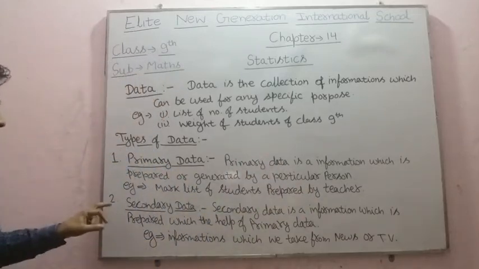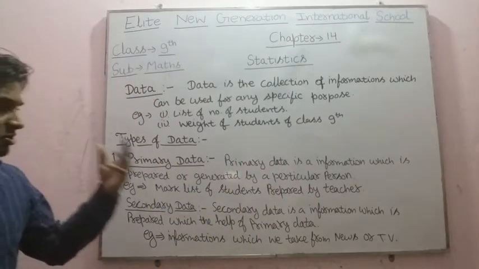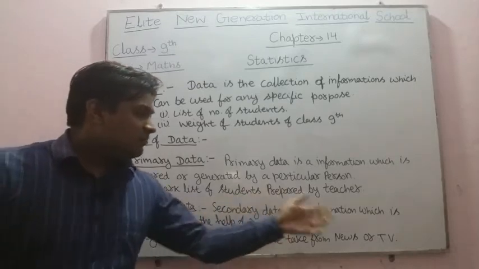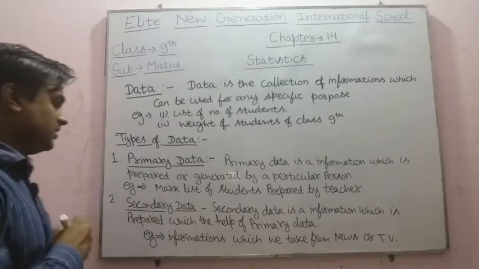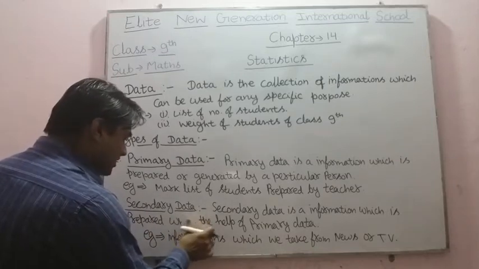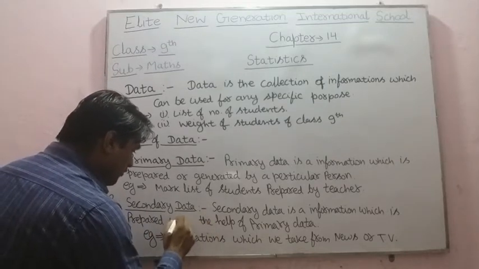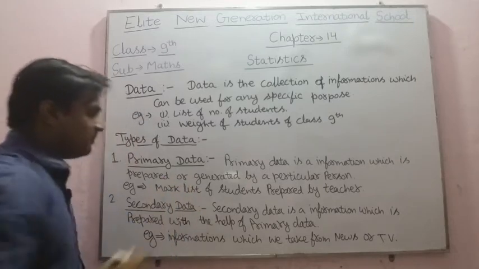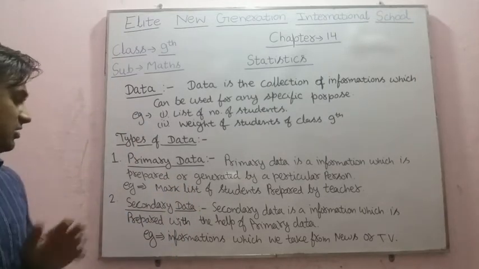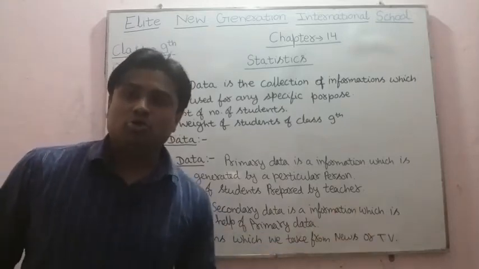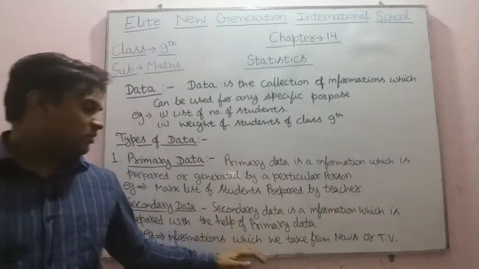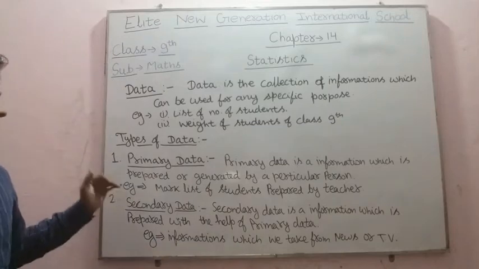Now after this, secondary data. Secondary data is the information which is prepared with the help of primary data. This data is known as secondary data. For example, information which we take from news or television, that kind of information is known as secondary data.